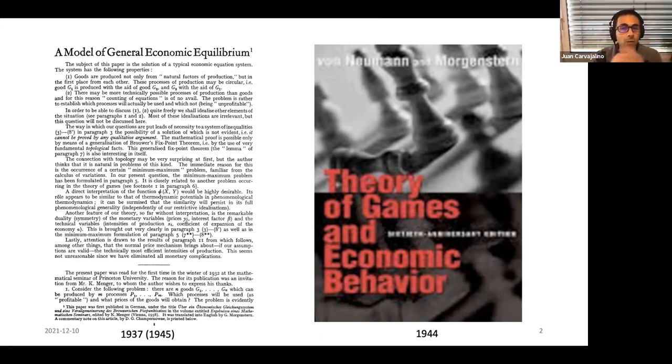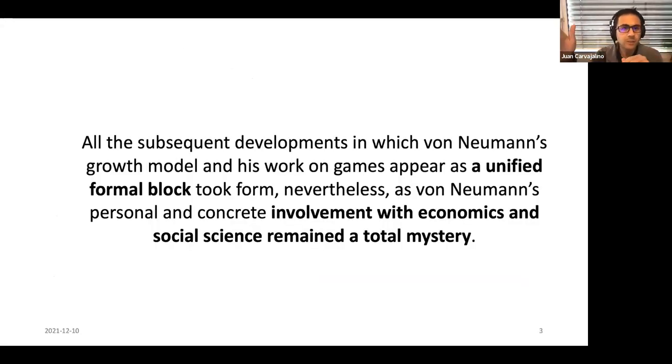And the thing that interests me in this paper is that in all of these subsequent developments that took place after 1945, von Neumann's work, von Neumann's growth model, and his work on games appear as a unified block, right? As a unified formal block. Something that is recurrent is that von Neumann's personal and concrete involvement with economics and social science remains a total mystery.